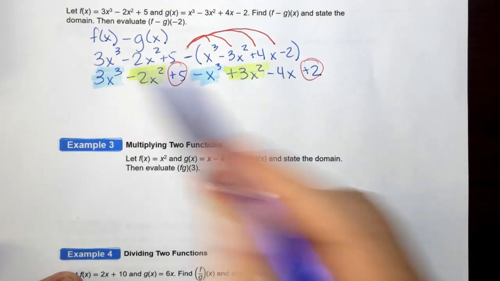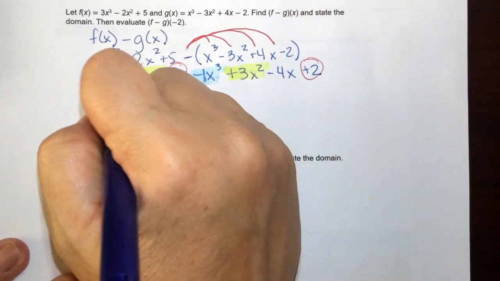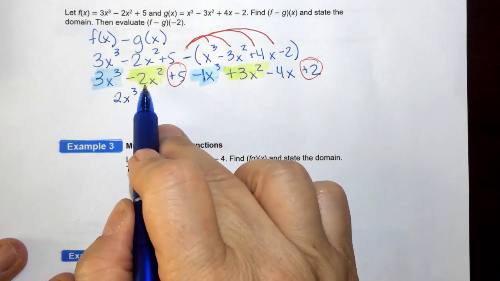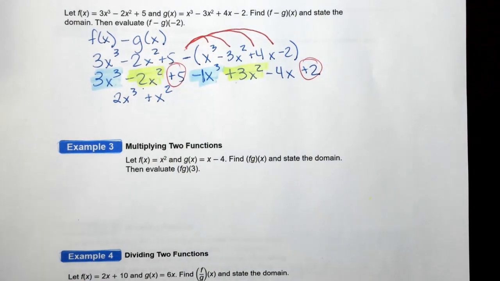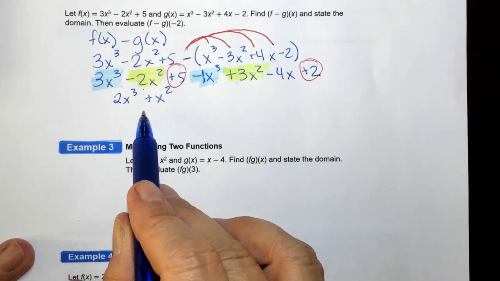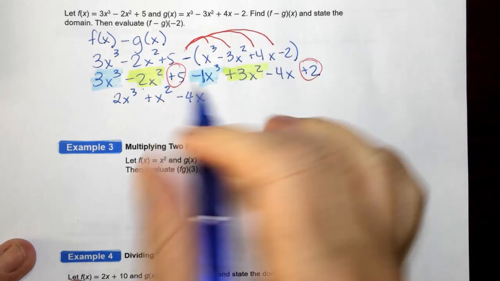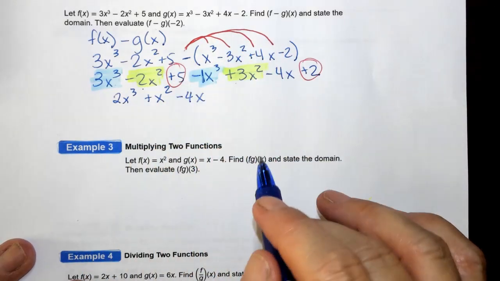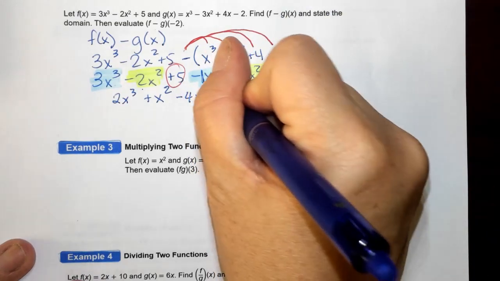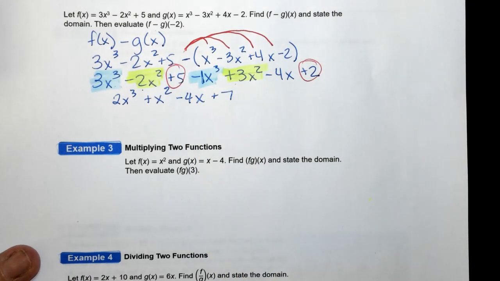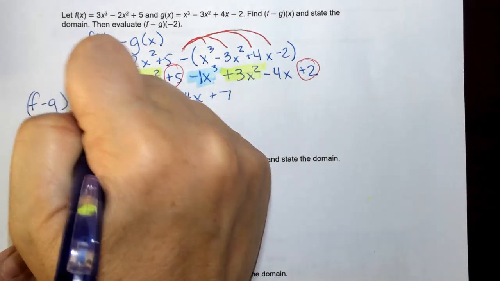So 3x cubed, if you need to put a 1 there, put a 1 there. What's 3 minus 1? 2. So we get 2x cubed. Negative 2 plus 3 gives you positive x squared. So the same as 1. If there's none, there's 1. Then we said there's nothing to combine the x with, so we're just going to say minus 4x. And guys, these should be in descending order. They shouldn't be all mixed up. And then our last one is 5 plus 2. That gives us 7. All right, so that is what f minus g of x equals.